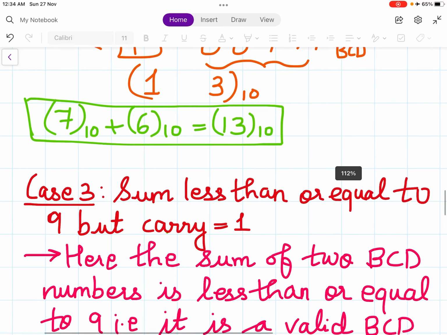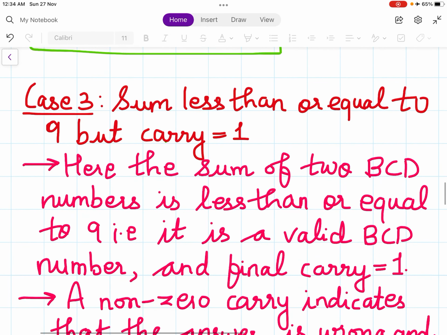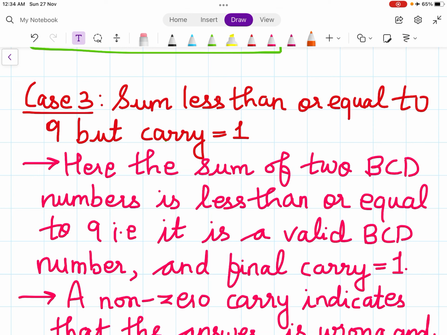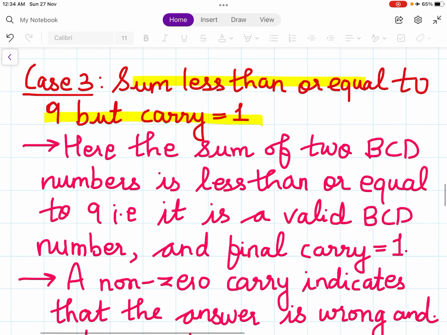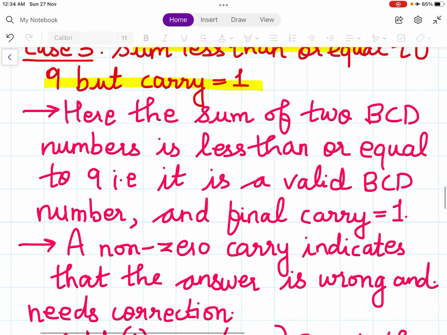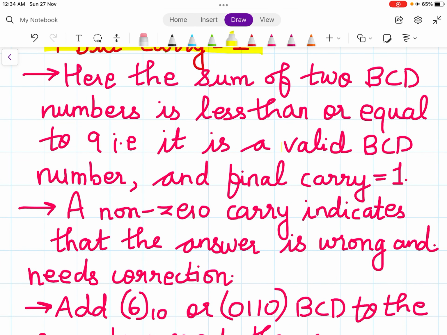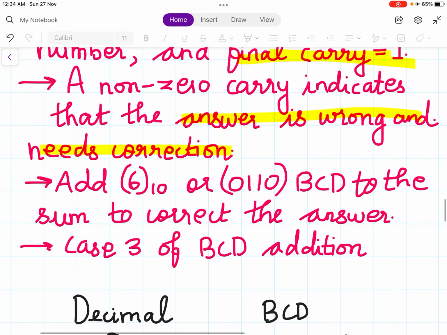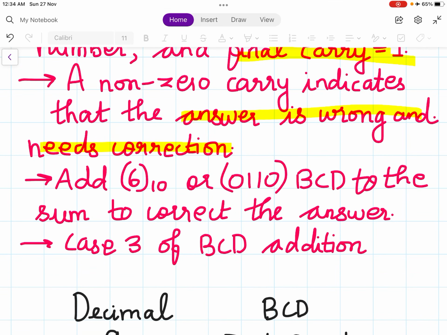Case 3 is sum is less than or equal to 9 but the carry is 1. So what is the twist? Case 1 was sum is less than or equal to 9 but carry is 0. Case 3 is that the carry is 1. Here the sum of the two BCD numbers is less than or equal to 9. That means it is a valid BCD. But the problem is that the final carry is 1. A non-zero carry indicates that the answer is wrong and needs correction. So add 6 to the base 10 or 0 1 1 0 BCD to the sum to correct the answer.